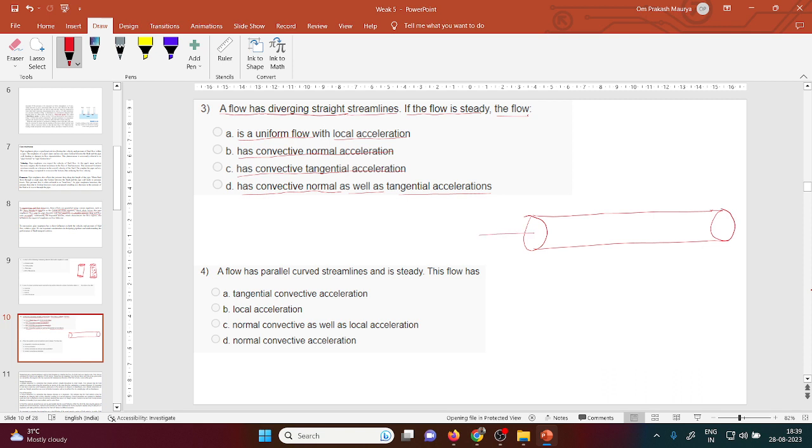Water is entering from this side. When you show the diagram of flow, you always show the arrow from where it is coming and which direction it is going out. In the question, the streamline is given as straight, so you just draw the straight streamlines like that. These are the straight streamlines.